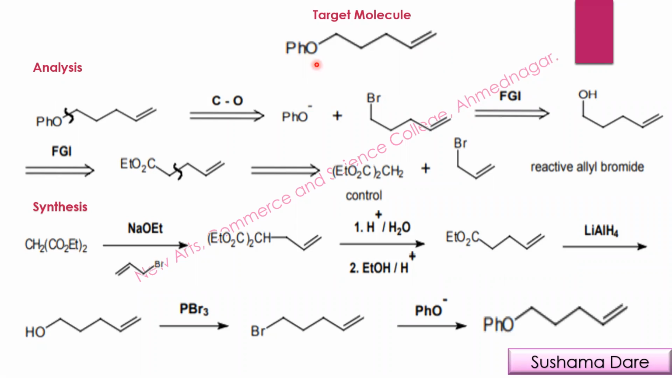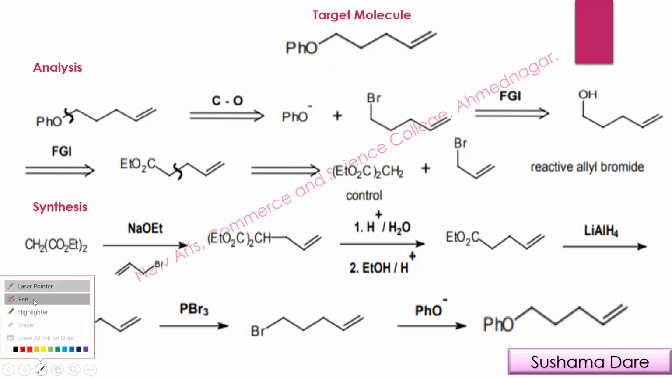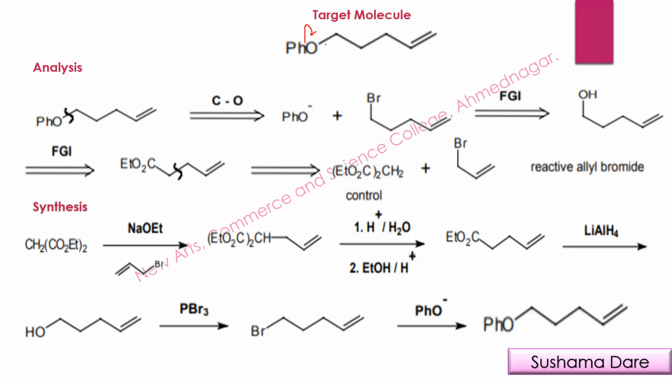In this target molecule, you can see there is a carbon-oxygen linking. Whenever a carbon-heteroatom linkage is there, we always first focus on carbon-heteroatom disconnection. In carbon-heteroatom disconnection, we have two possibilities. Either we can disconnect here in the direction of oxygen, or we can disconnect here. As oxygen is electronegative, we always break a carbon-oxygen bond in the direction of oxygen.